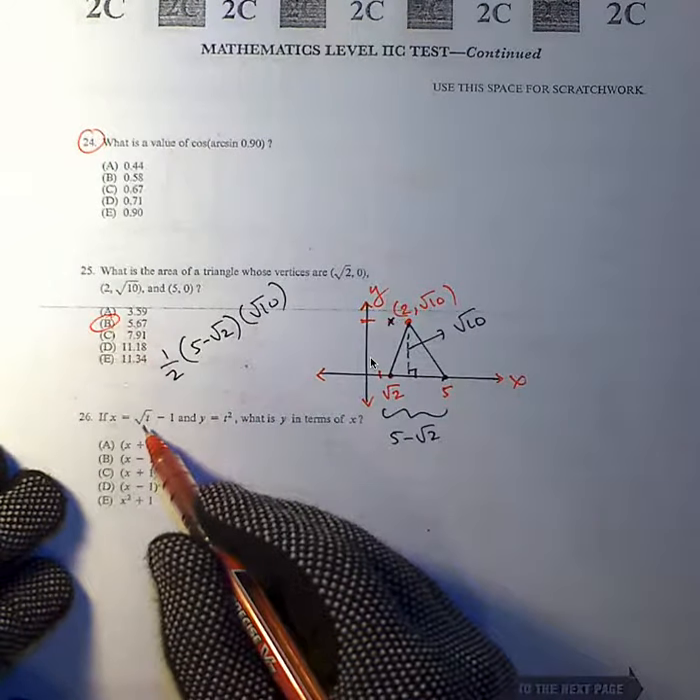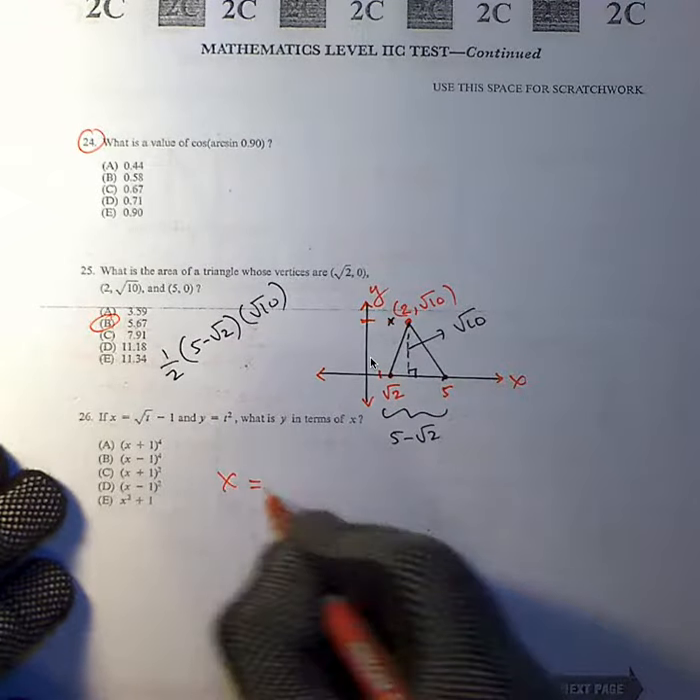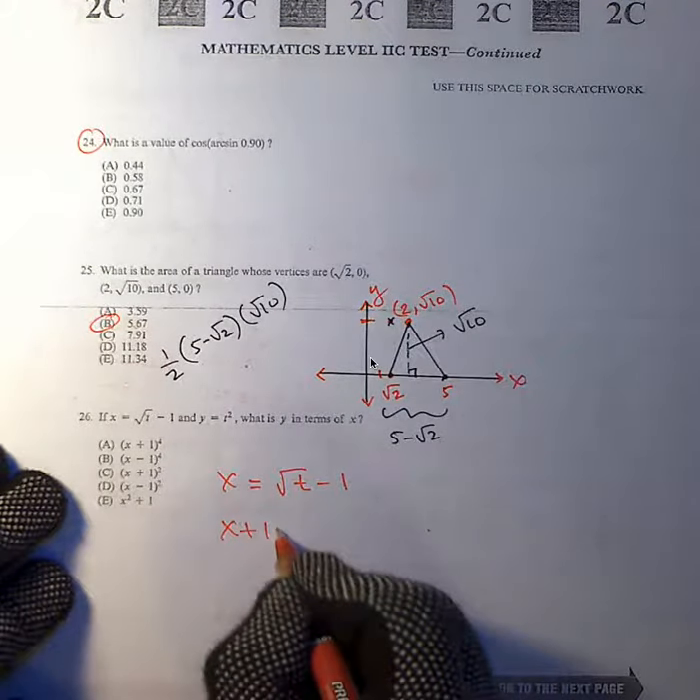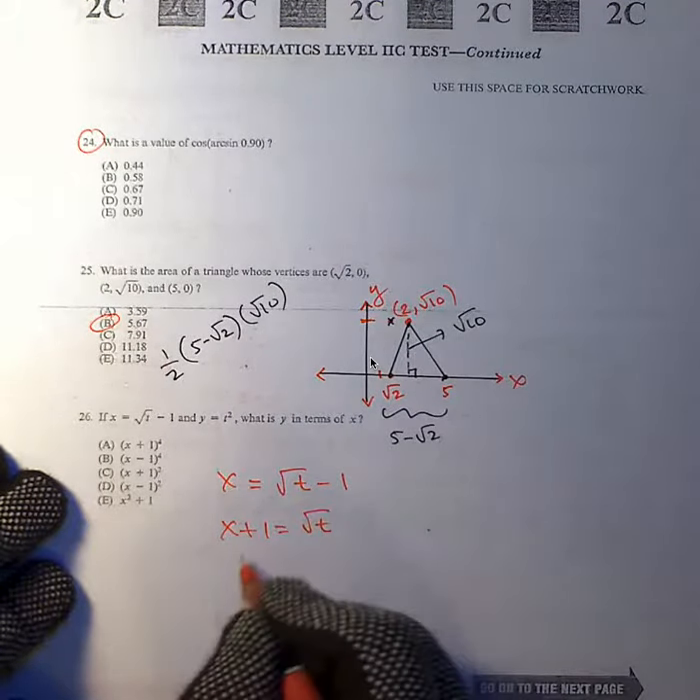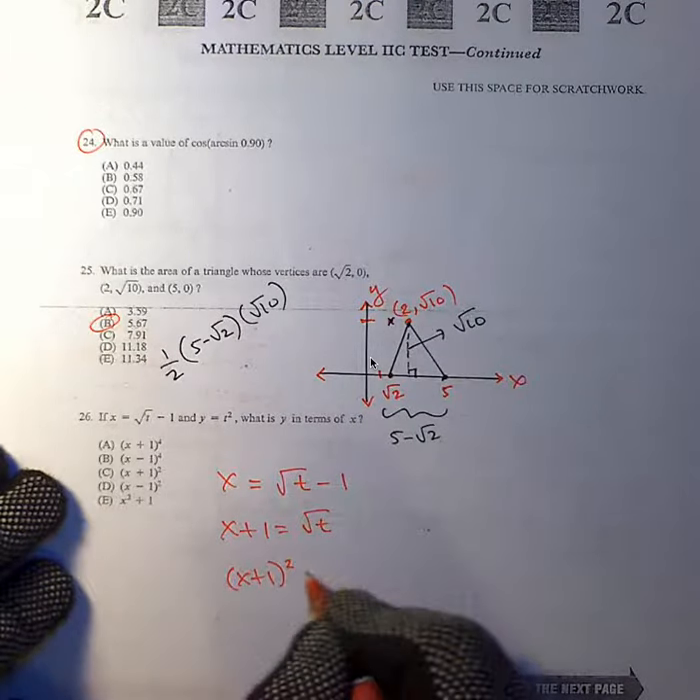But we have root t here. So let's first get to t. We start with the equation x equals root t minus 1, and we add 1 to both sides to get x plus 1 is equal to root t. And we square both sides of this equation to get that x plus 1 squared is equal to t.